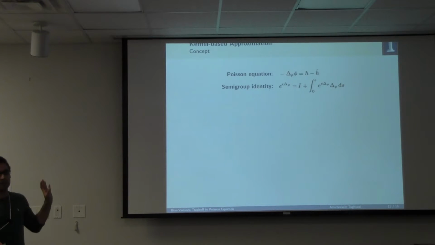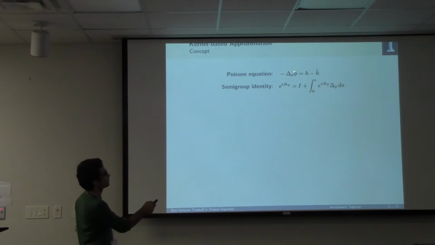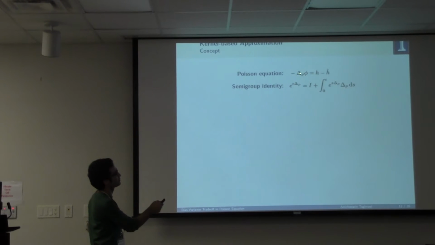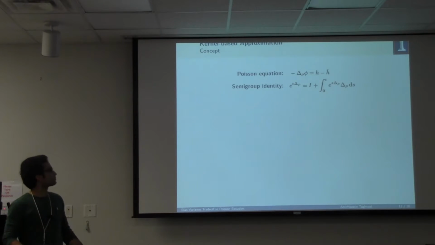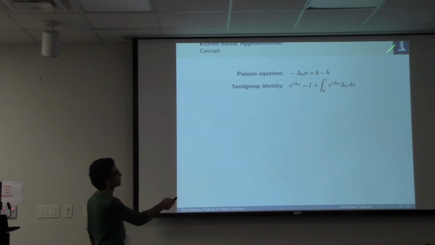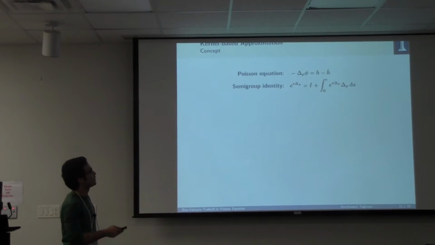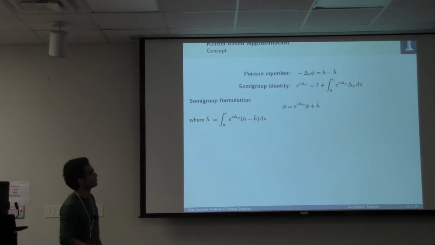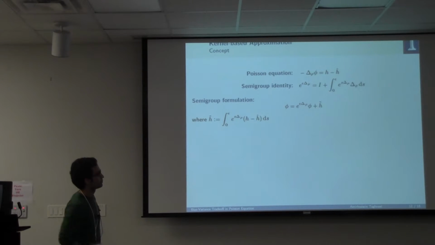Okay, so now the second method, the kernel-based method. That was the Poisson equation we were interested in. This is the weighted Laplacian notation. By definition of the semigroup, you have this identity here, and using this identity, you can write the Poisson equation in this fixed point form.